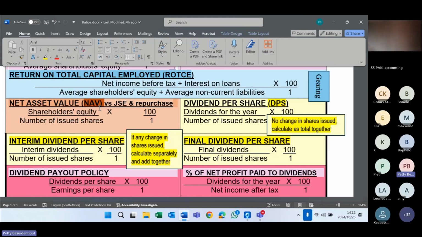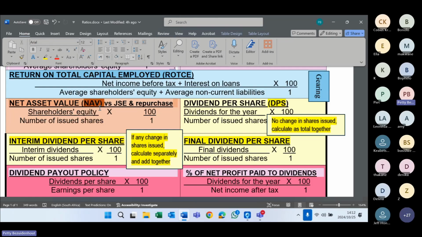And that must always be compared to the market, the JSE price or the NP, as they sometimes refer to it, even to an issue or a repurchase price. Then you can say whether the shareholder should be satisfied if you compare it to the NAV.